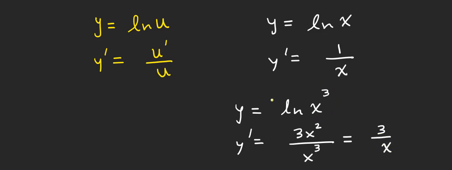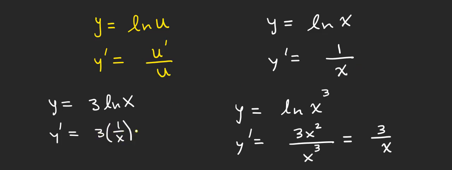Also, you could think of it this way. Remember a property of natural log: when you have an exponent, the exponent goes in front of the natural log. So we could write this as y equals 3 natural log of x. Now you take the derivative. 3 is a constant. What's the derivative of natural log of x? We already found out it's 1 over x. So it's going to be 3 times 1 over x, which is just 3 over x. And we get the same answer.